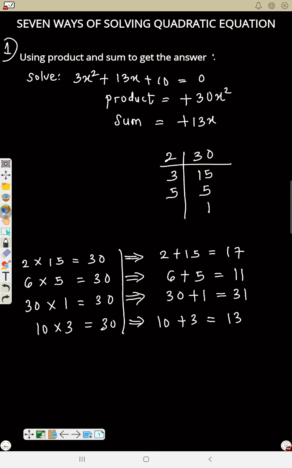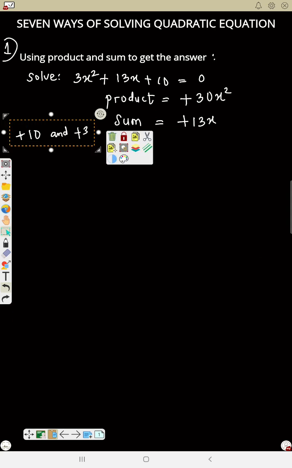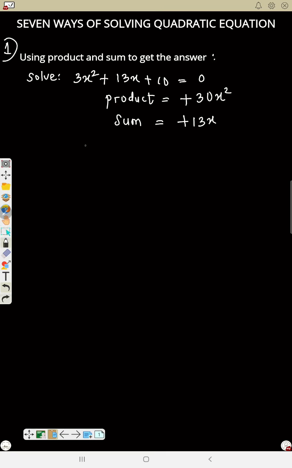That means the numbers I will use are plus 10 and plus 3. So with these numbers now I can know the answer. Now reverse the sign of these two numbers. So let me clear this. The two numbers now are plus 10 and plus 3. Now we are going to say x is equal to, change the sign here. You know the sign is plus, change it to minus. That's the technique. So that will be minus 10, or x is equal to, now change the sign here also, that will be minus 3.